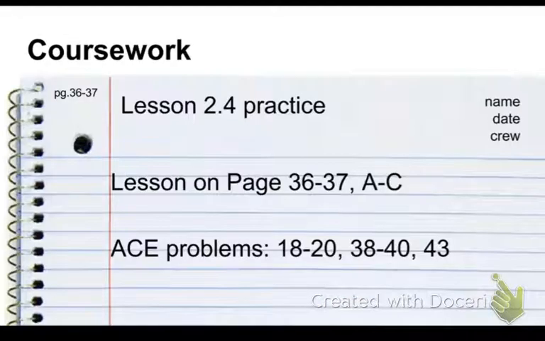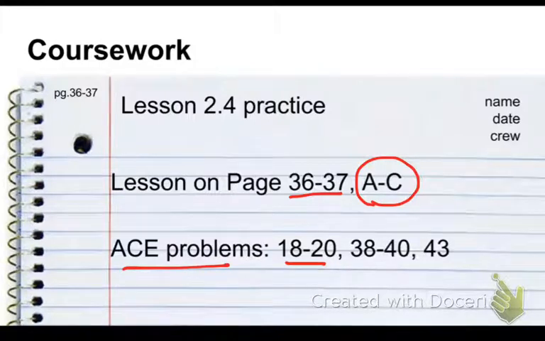Okay, that concludes our lesson today. I told you it was a short one. And we are going to have our work today on page 36 through 37, problems A through C. You are going to need a ruler for this one and a protractor. Okay, so make sure you have a ruler handy and a protractor handy. Your ACE problems today are going to be problems 18 through 20, then skip a few pages and do 38 through 40 and 43. All right, ladies and gentlemen, good luck and good work.